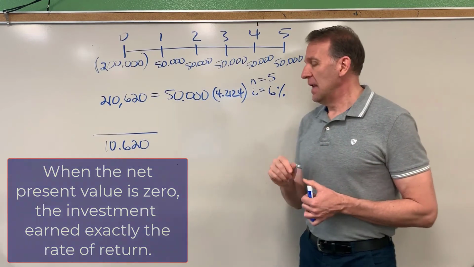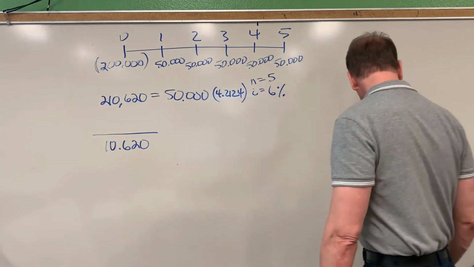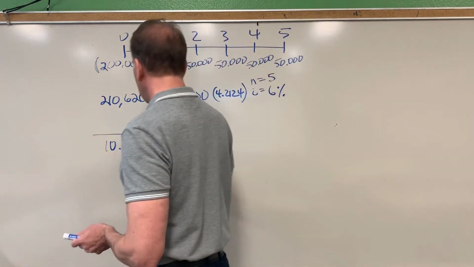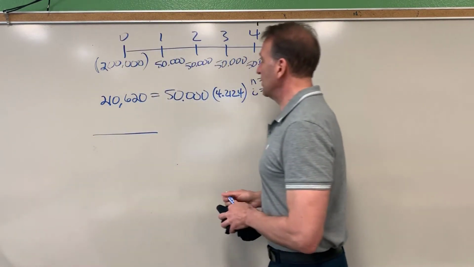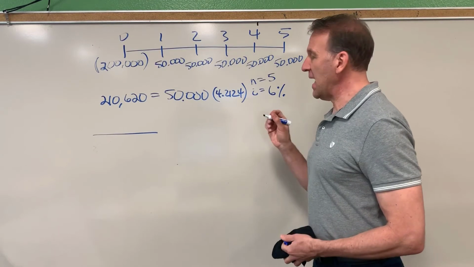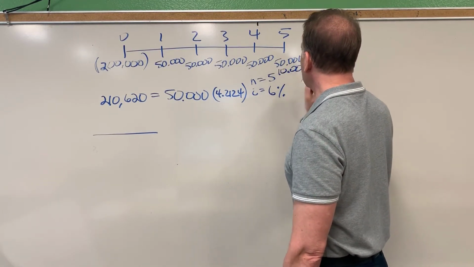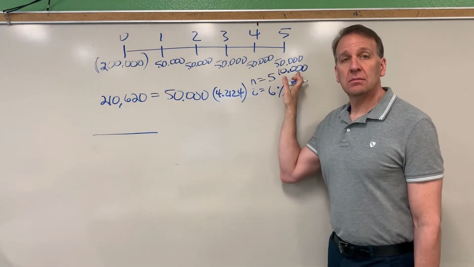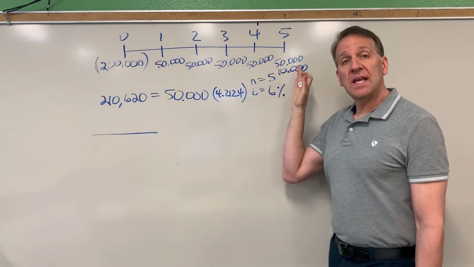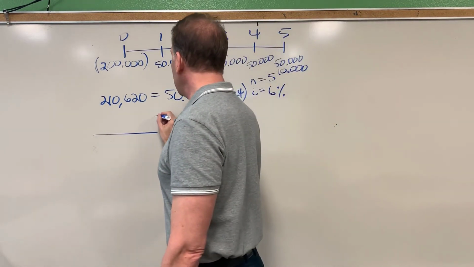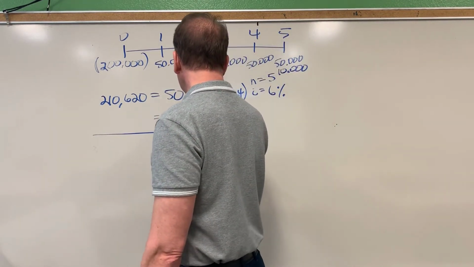Now, let me change this example slightly. Let's say that we have another cash flow. We think at the end of the life of this asset, it's actually going to have a salvage value of $10,000. So that $10,000 also needs to be discounted back to the present.